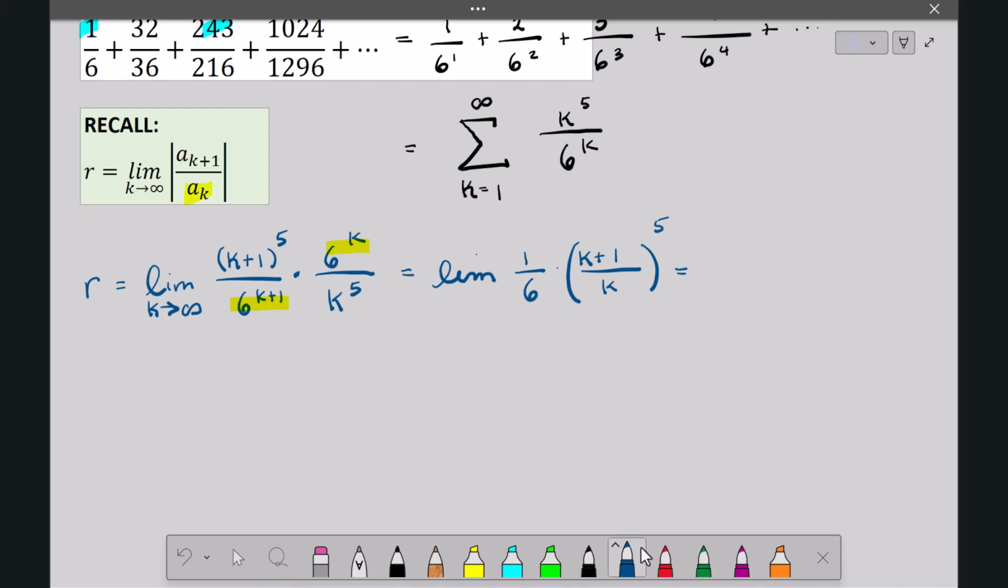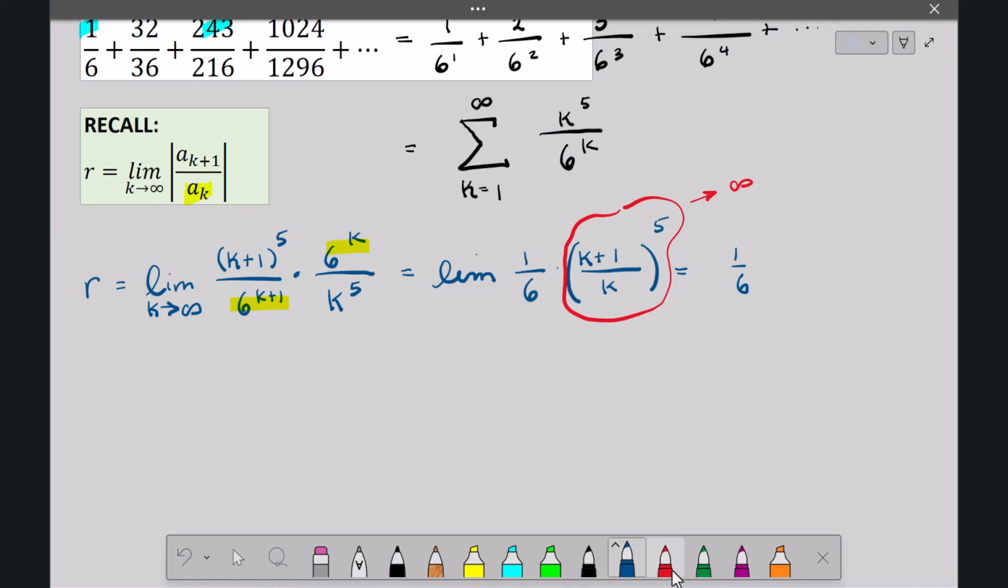Now, the limit can push inside of here, and the limit in here is 1. K plus 1 over k has a limit of 1. These have equal powers, so the ratio of coefficients is what the limit will be. 1 to the 5th, well, 1 to the 5th is 1. So this whole part here is going to approach 1 as k goes to infinity. And then 1 multiplied by 1/6 is 1/6.